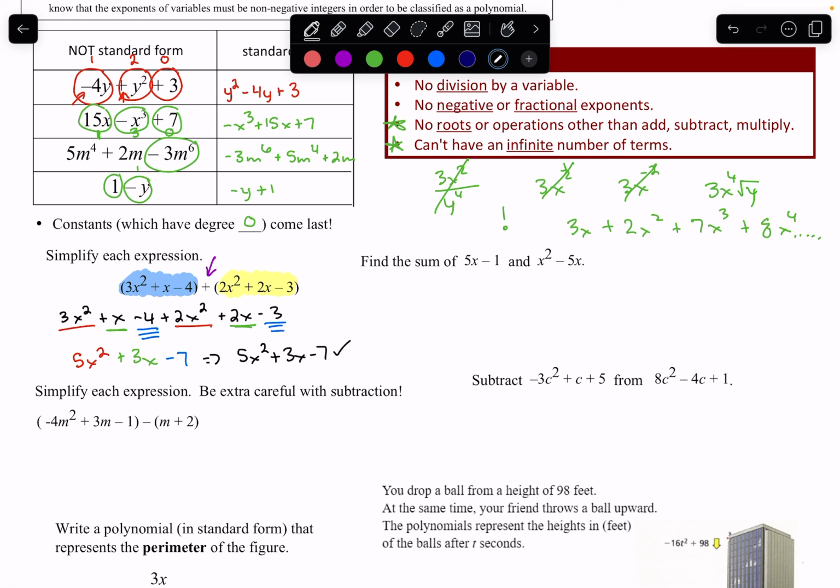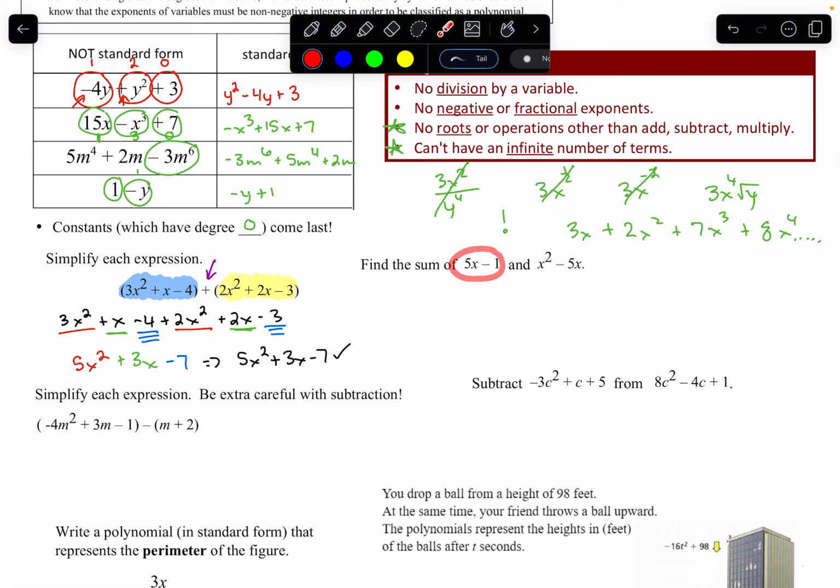So the next example over to the right wants you to find the sum of 5x minus 1 and x squared minus 5x. Sum means add them together. So I just do 5x minus 1, that polynomial, plus x squared minus 5x. Now, I don't need the parentheses, but I like to write them so that you can see the two separate polynomials in the beginning. Really, I just have 5x minus 1 plus x squared minus 5x.